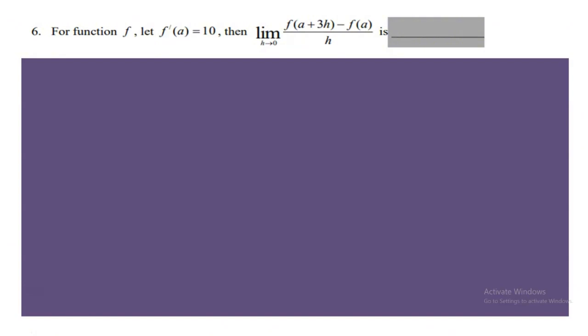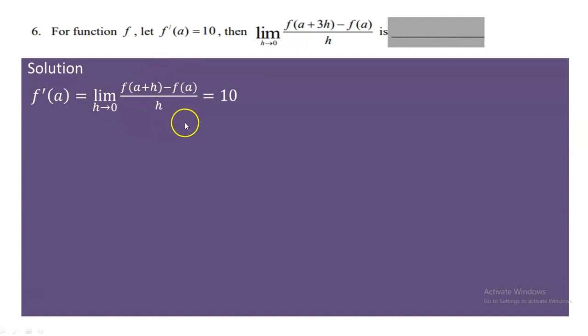You are given that if the derivative at a is 10, then the question is to find the limit of f of a plus 3h minus f of a over h as h approaches 0. So basically, this can be done as follows. We know that the derivative of a function at a is defined as the limit of f of a plus h minus f of a over h as h approaches 0. This is a definition for a derivative, directly taken from the definition. And we have been told that this derivative is 10. Here it is, a given information.